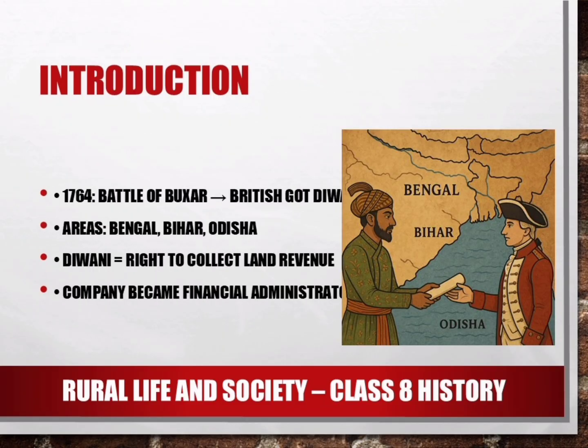After the British won the Battle of Buxar in 1764, Shah Alam II granted the British East India Company Diwani rights over Bengal, Bihar, and Odisha. That is the right to collect land revenue from these regions. This turned the company not just into a trader but also a ruler, whose job was now to collect tax and use the money for its own benefit.